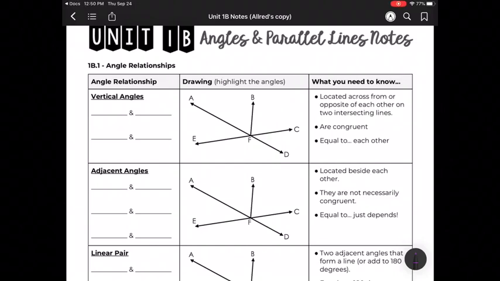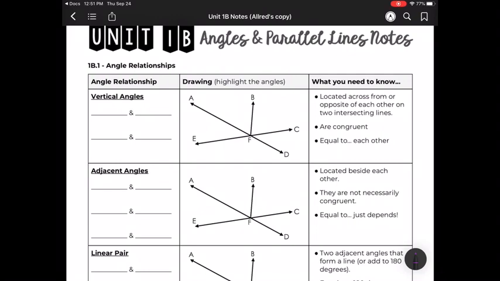In this lesson video, we will be starting Unit 1B. And so for the first lesson, Unit 1B.1, we are talking specifically about angle relationships. We will be talking about different pairs of angles and the relationships created by those pairs. And so it's really important that we understand a lot of this beginning vocabulary.